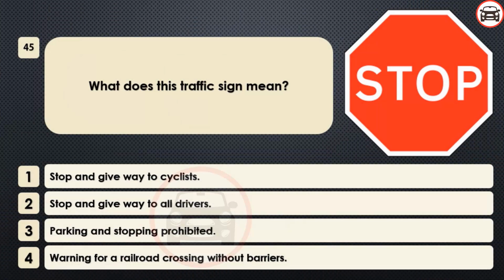What does this traffic sign mean? 1. Stop and give way to cyclists. 2. Stop and give way to all drivers. 3. Parking and stopping prohibited. 4. Warning for a railroad crossing without barriers.